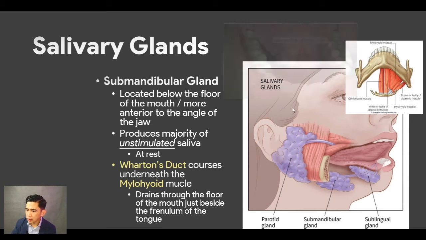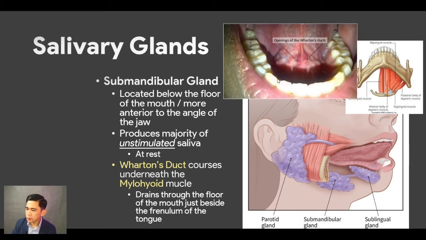So the Wharton's duct drains through the floor of the mouth just beside the frenulum of the tongue. This is the frenulum of the tongue, the one that all of us have. It's a structure at the midline. Just lateral to the frenulum are the openings of the Wharton's duct. In some babies, their frenulum is very thick. That's why they have what we call the tongue tie. A thick frenulum limits the movement of the tongue, especially when talking. Because we need the tongue to talk. So if you have a thick frenulum, probably you have a tongue tie.